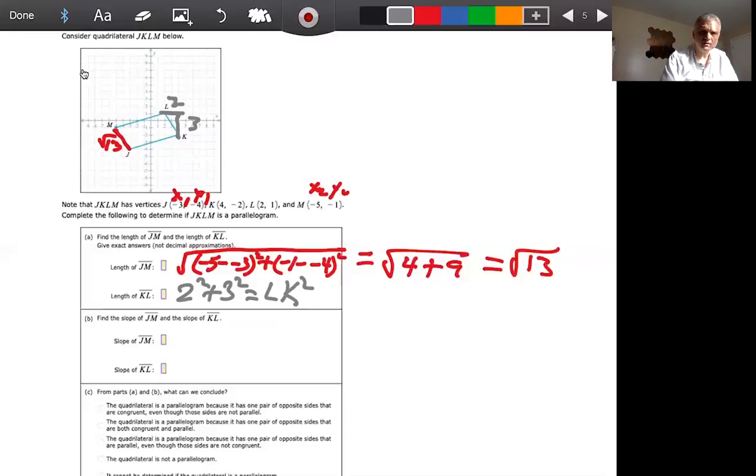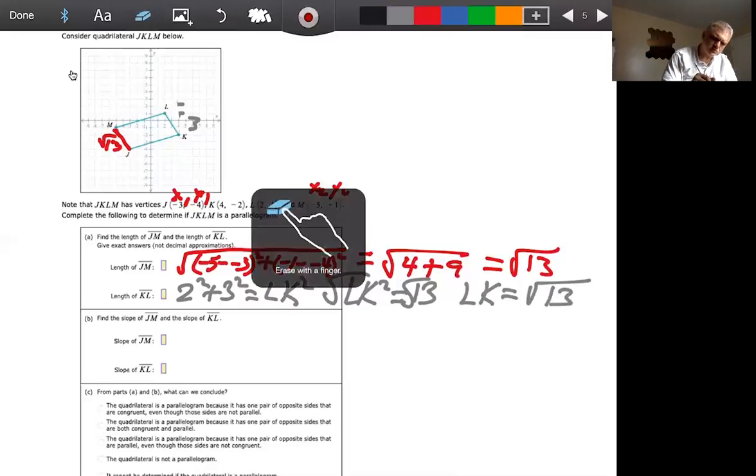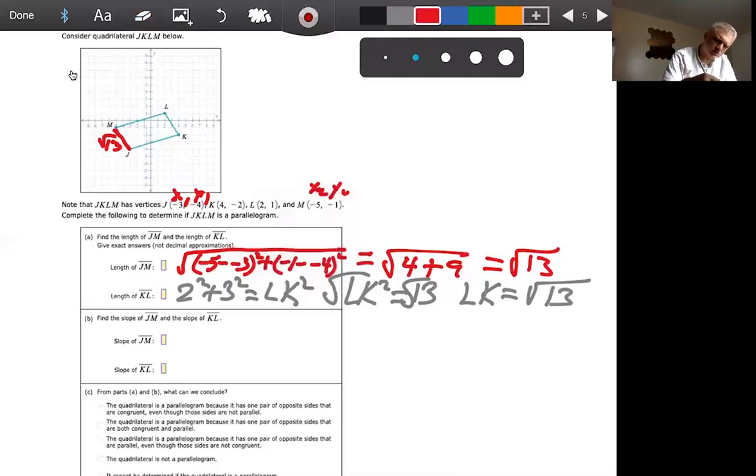So let's see. Say we got 2 squared is 4 plus 3 squared is 9 again. So 9 equals LK squared. We got to take square root. So LK is, let's not do that. It's not 9 at all, is it? Silly goose. 4 plus 9 is 13. So LK squared equals 4 plus 9, which is 13. Now we take the square root of both sides. We get LK is equal to the square root of 13. So we got square root of 13 right there.